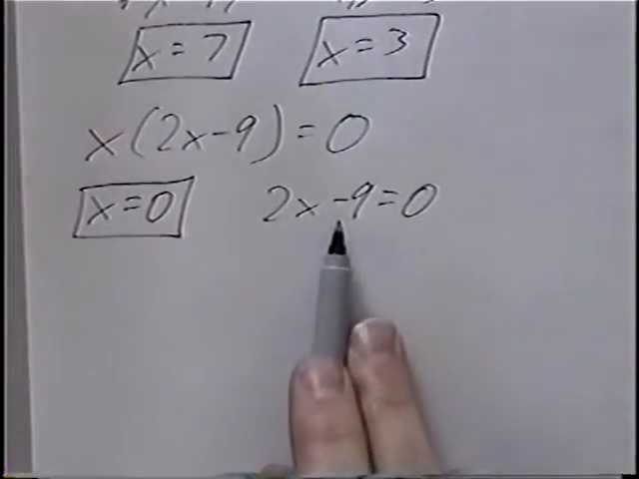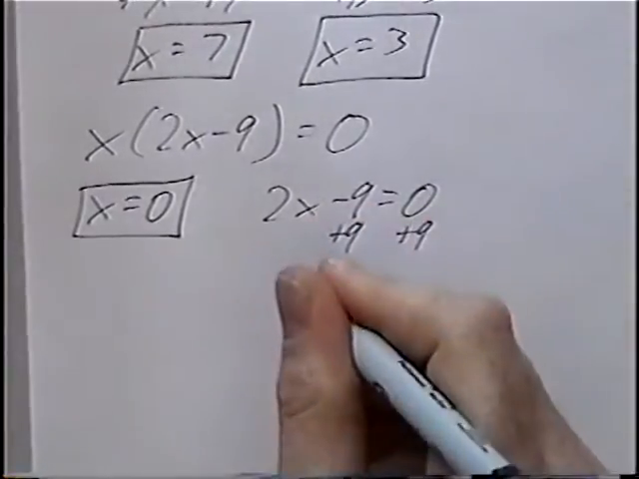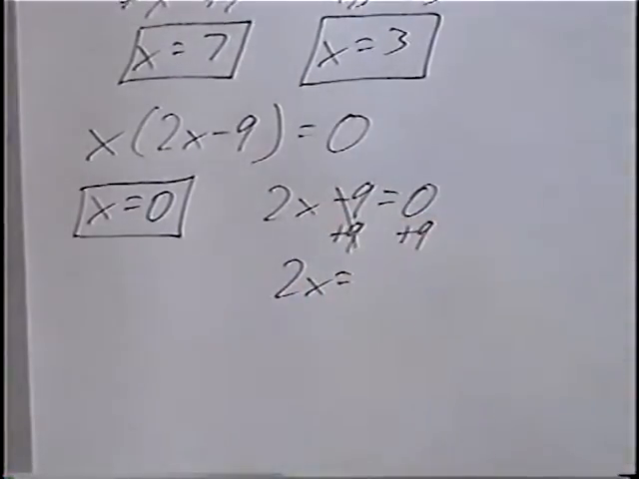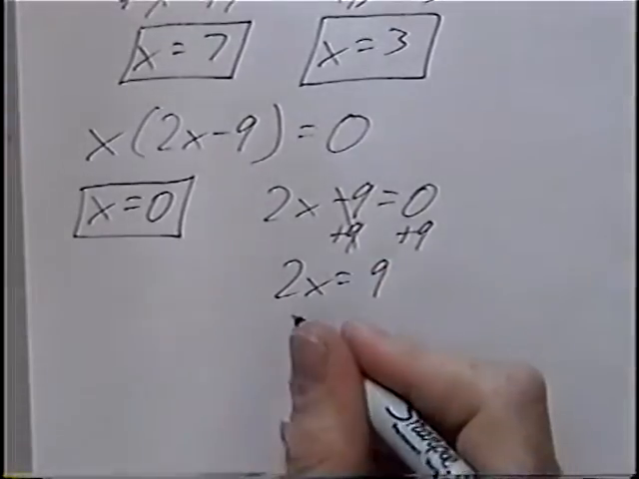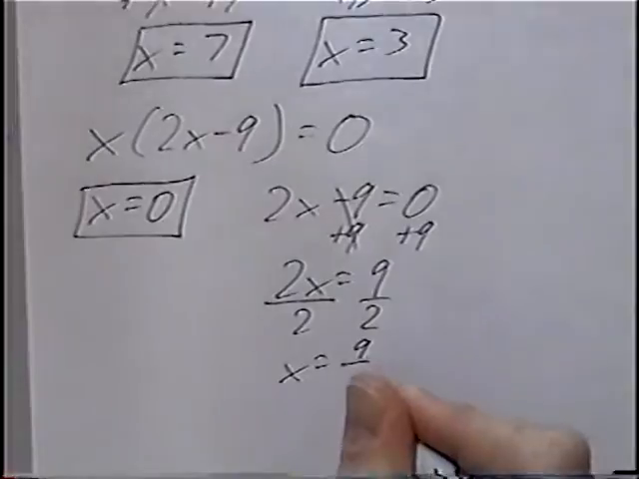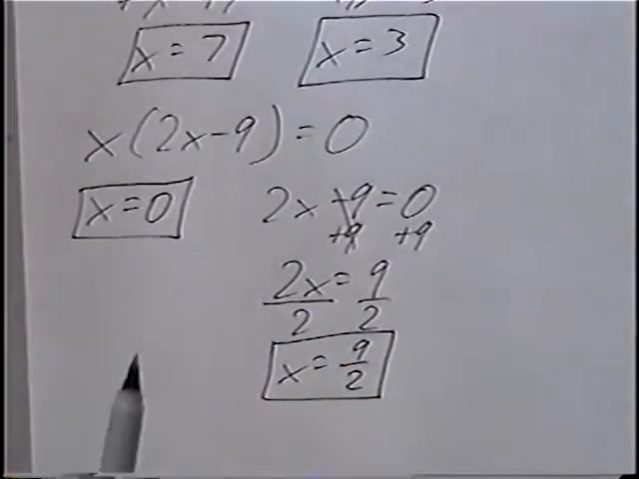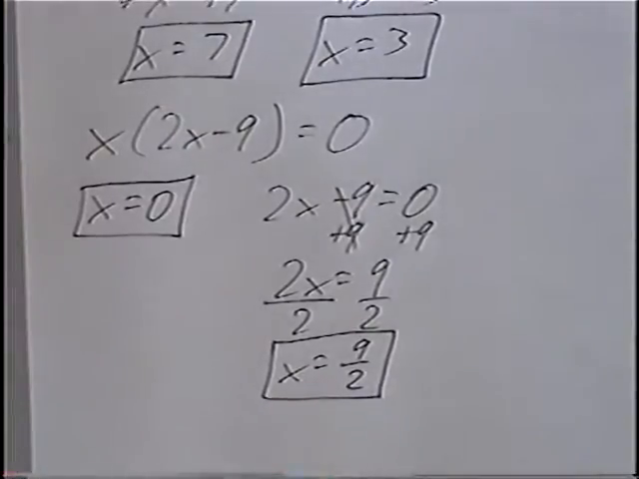And the second equation, to get rid of the minus 9, we can add 9 to both sides. 2x equals 9. And dividing by 2, we have a fraction, x equals 9 over 2. So again, two answers, x equals 0 and x equals 9 over 2.